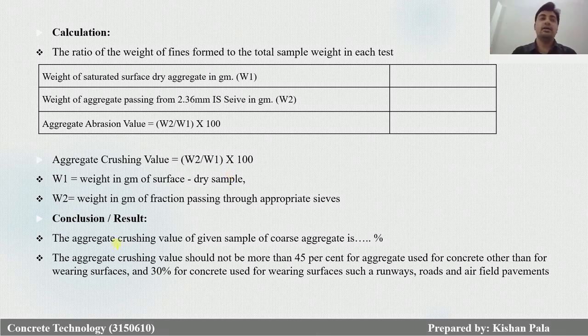But remember one thing, the aggregate crushing value should not be more than 45 percent for aggregate used for concrete other than for wearing surface, and it should not be more than 30 percent for concrete used for wearing surface such as runways, roads, and airfield pavements.